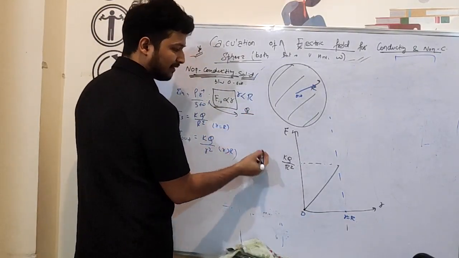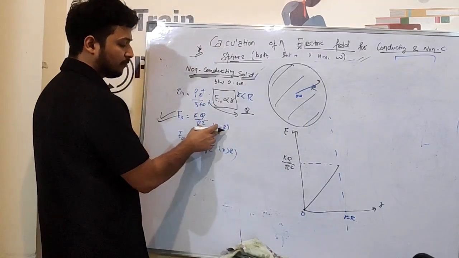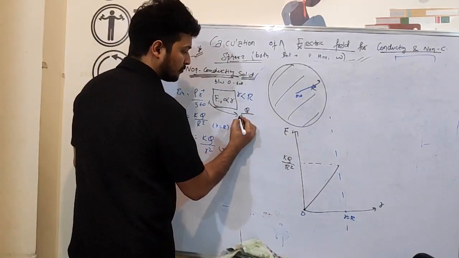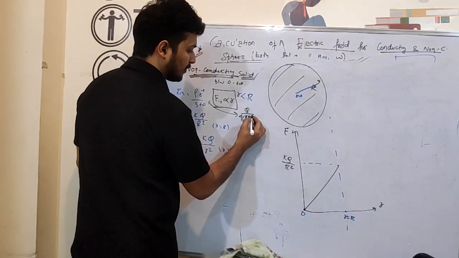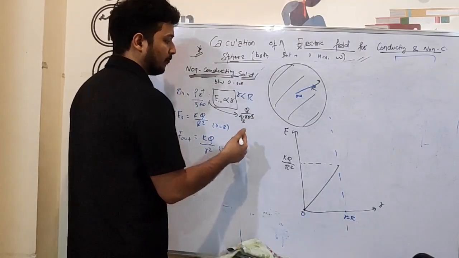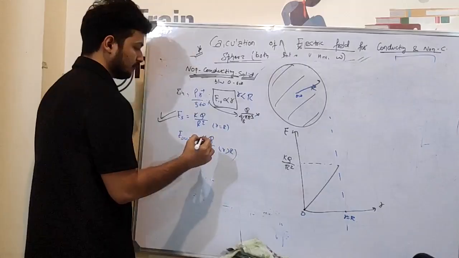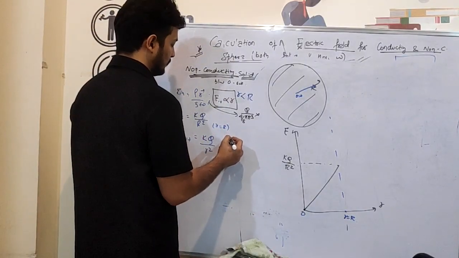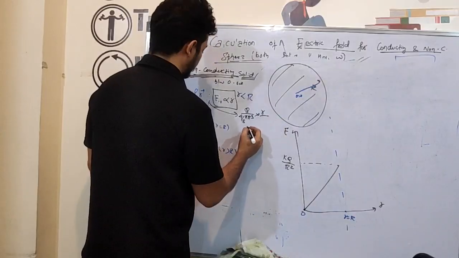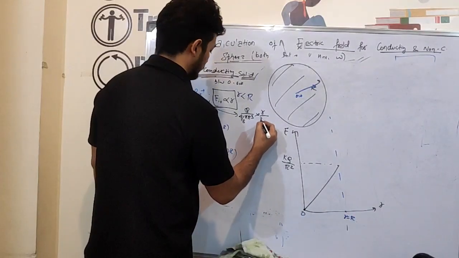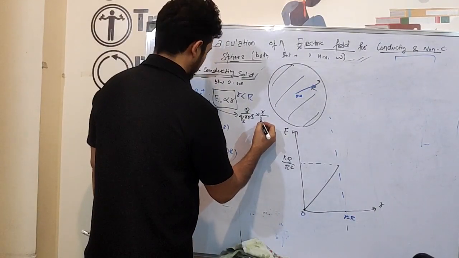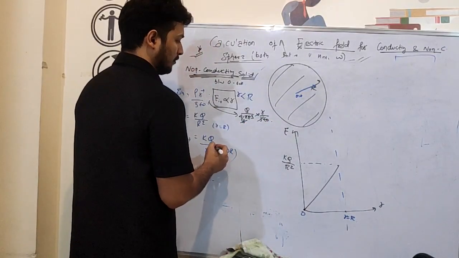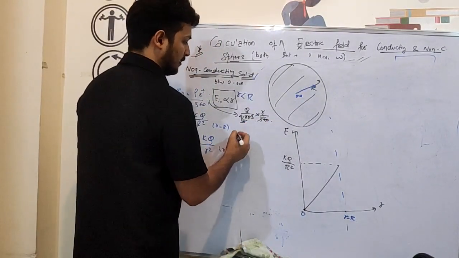Q by V. And since the value of R at this point will be equal to what? Rho will be equal to what? Charge by volume, which will be 4 by 3 pi R cube, right? Multiplied by R divided by 3 epsilon naught. That means 3 and 3 will be cancelled out.